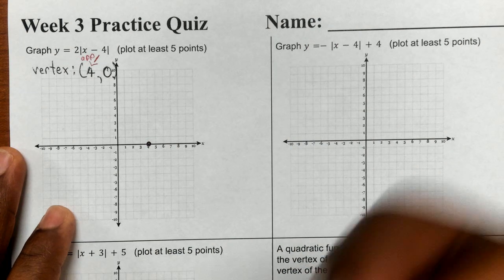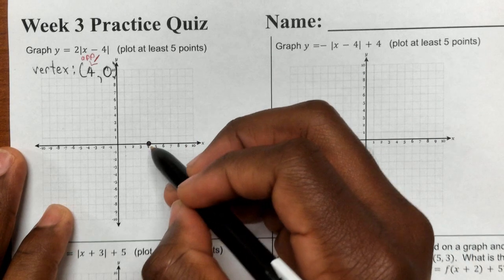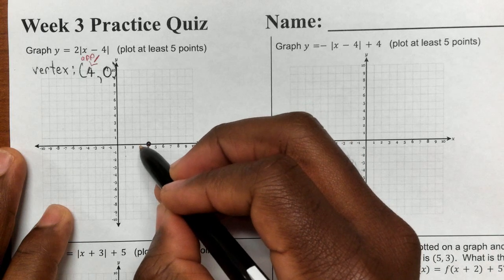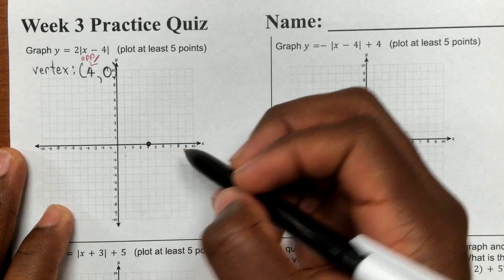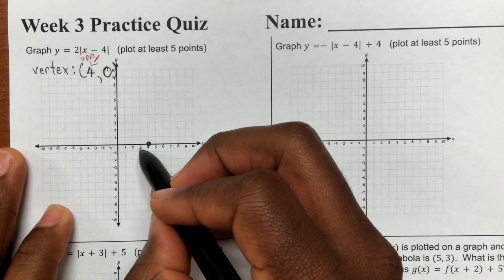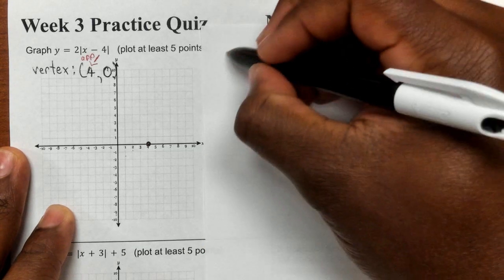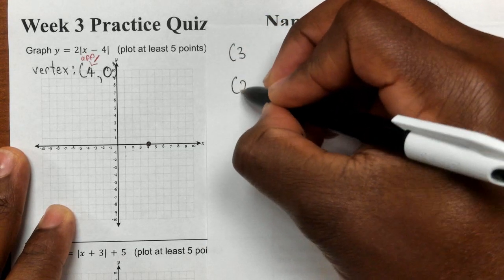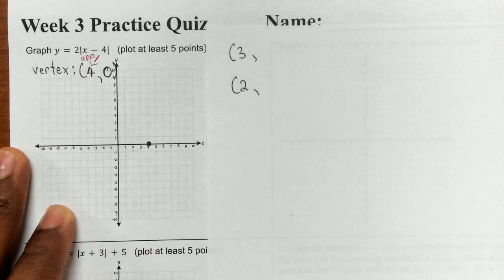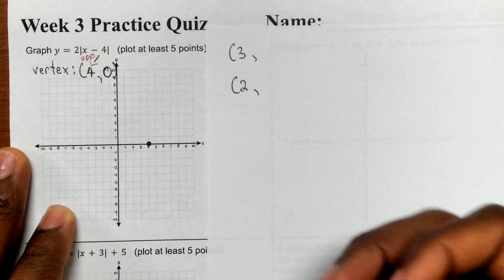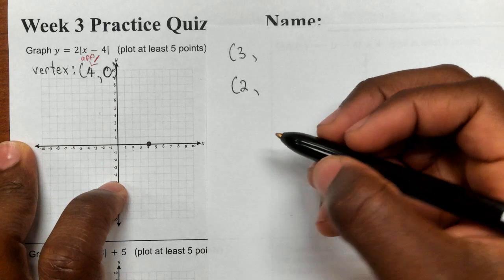So now I need to find the other 4 points, because I have 1 of 5. To find the other 4, I need to look 2 slots to the left of the point and then 2 slots to the right of the point. To the left of this point is a 3 and a 2. So what I'm going to do is plug in 3 and 2 for the x value into my equation to find the y value that goes with them. I'm going to plug these numbers into this equation right here.